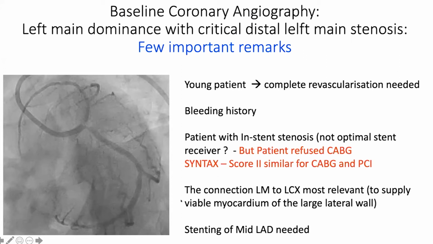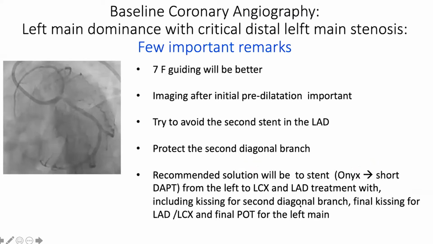So definitely you need to focus your attention on the left main to LCx. And of course, 7 French will be better. Imaging after initial predilatation is important, definitely very helpful to understand anatomy and diameter. And the ostium of LCx is also important in this topic. From my perspective, it is important to avoid stent implantation here in this proximal LAD, and we should also try to keep the diagonal branch.